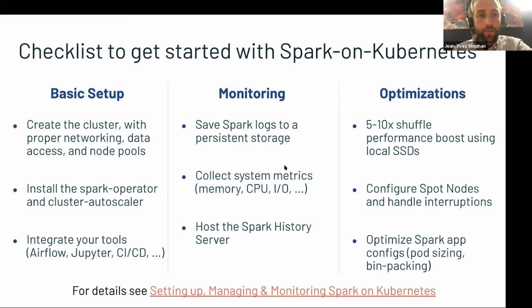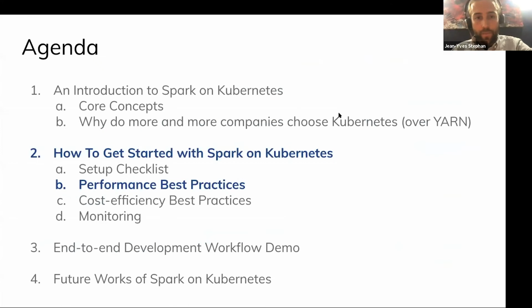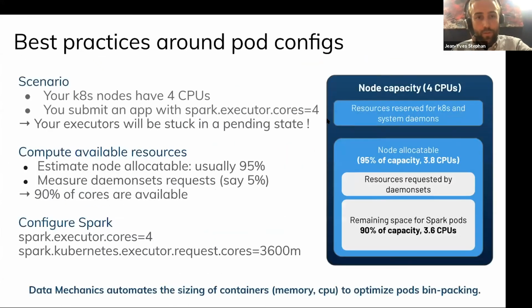So let's dive into a few of these topics now. First, performance best practices. This is the number one gotcha when people start working with Kubernetes. Let's say you have nodes that have 4 CPUs. And so pretty naturally, you're just going to submit an application and say spark.executors.cores equal 4. But if you do this, you realize that your executors will be stuck in a pending state.